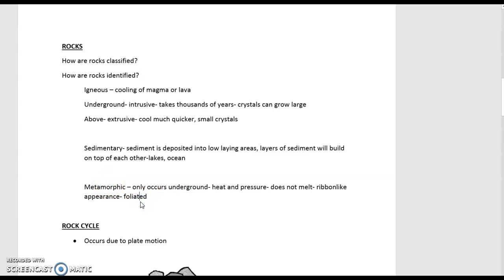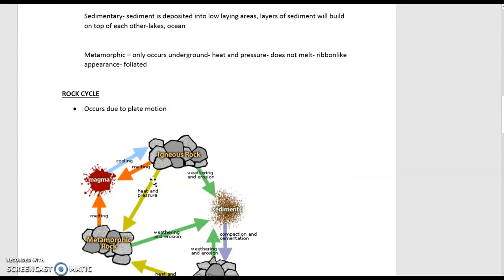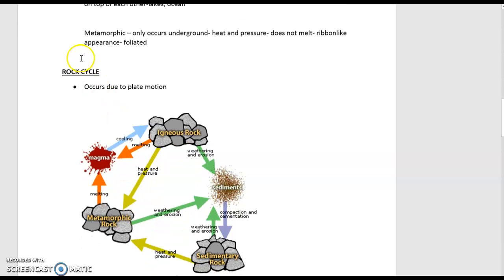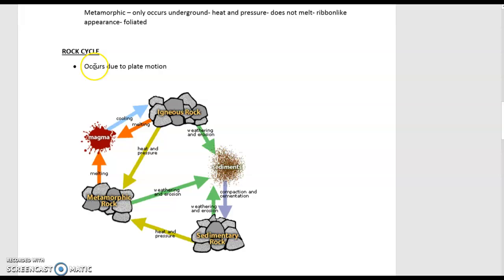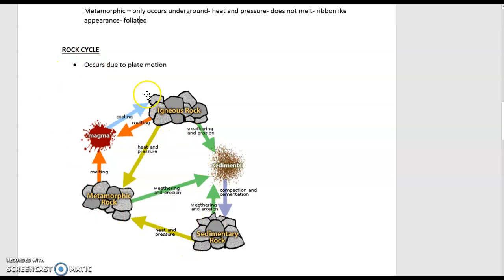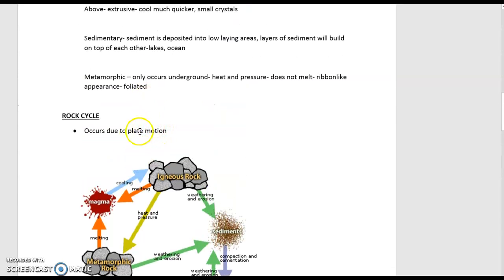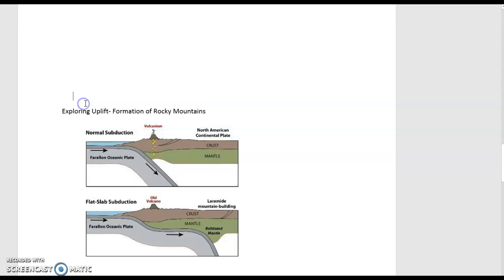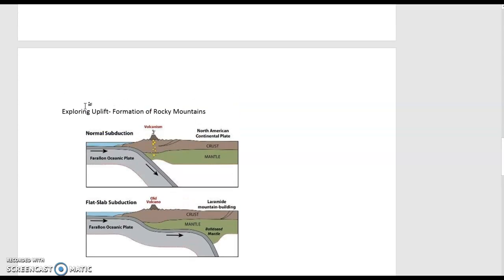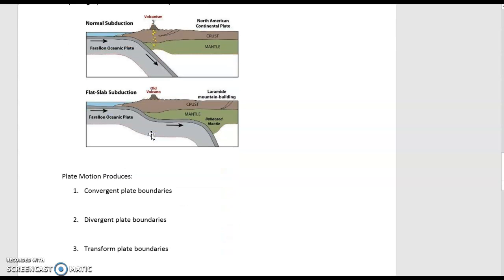So I am actually going to make another video because the tool I'm using only allows me to take 15 minutes worth of footage, and I'm at about 13 minutes. So in my next video, I'm going to review the rock cycle, what happens at each plate boundary. I'm going to review uplift. That was one of the lessons, how the Rocky Mountains formed. Some of you did a good job there. Some of you didn't really hit it on the head.